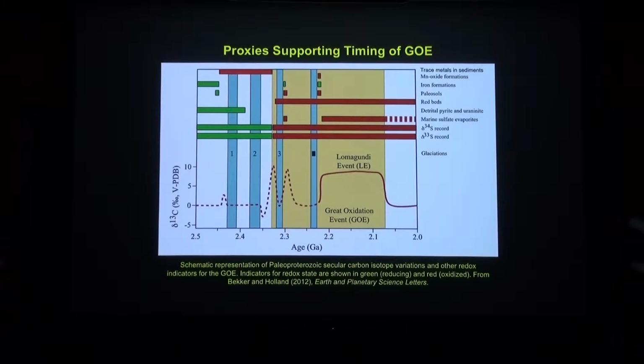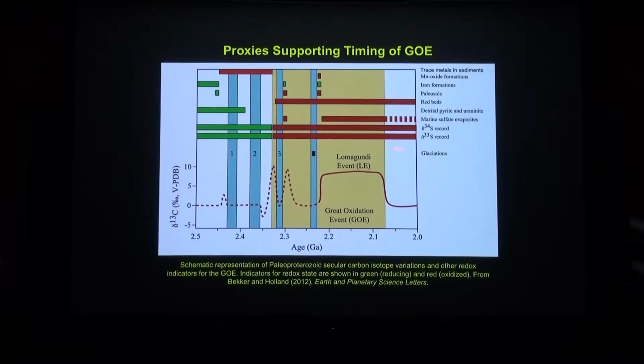Red beds are just basically rusty sediments. Paleosols are ancient soils. Before 2.3, essentially the paleosols are iron depleted. In other words, they're being weathered under reducing conditions. The iron II gets solubilized, gets washed away, they're depleted in iron. As soon as you get oxygen, the ferrous iron dissolves but gets reoxidized as ferric iron, it gets retained.